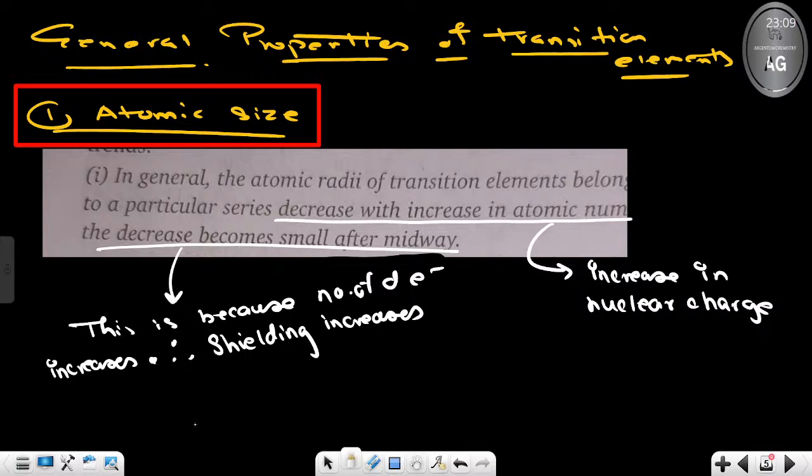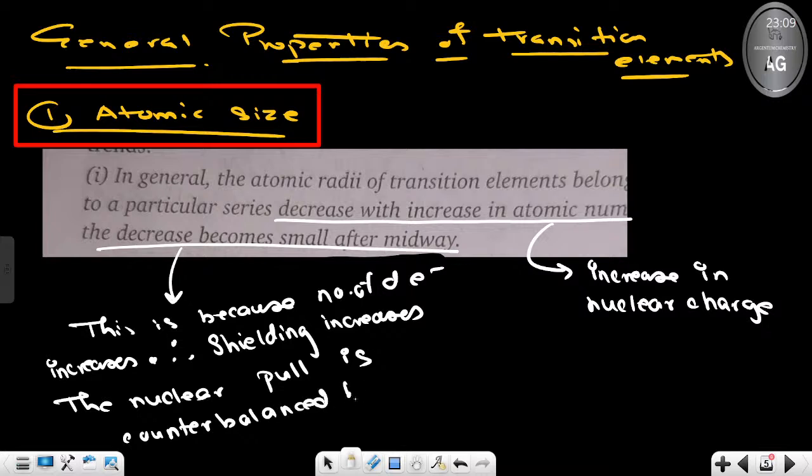And what will happen when the shielding effect increases? Then the increased nuclear pull is counterbalanced by the shielding effect. Counterbalanced by shielding. So did you understand what you have to write in the answer to get marks?